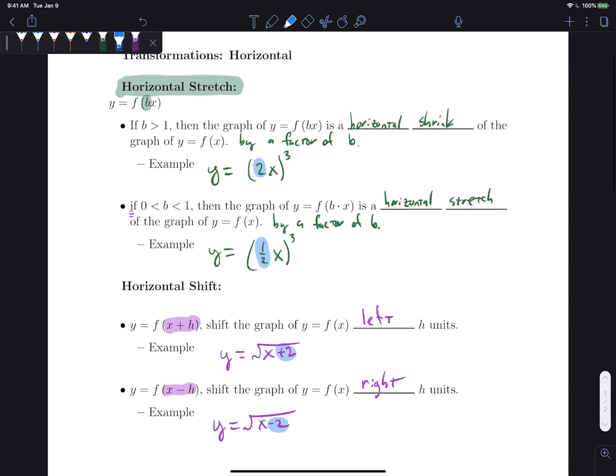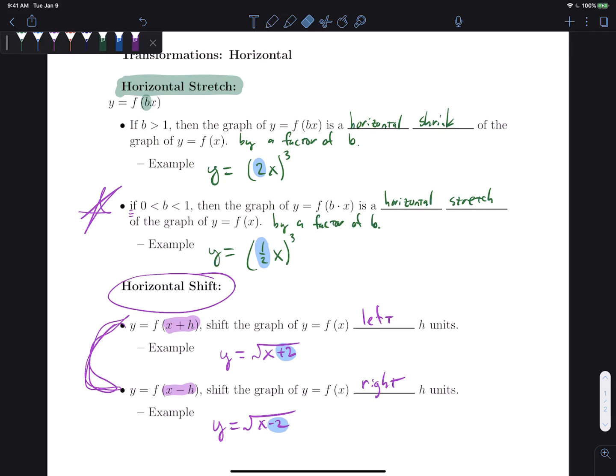As for MyMathLab, it is only going to want horizontal stretches. And on the horizontal shifts, it could be either one or the other, but they're only called shifts. So it's not technically left or right, it's just horizontal shift, and if it moves left, you just say -2, and if it moves right, you say +2. I'll show you more about that whenever we get to it.